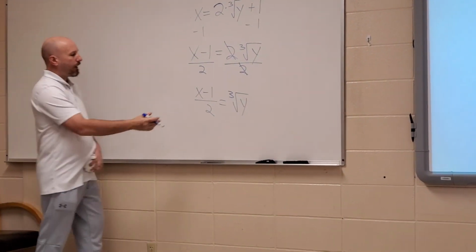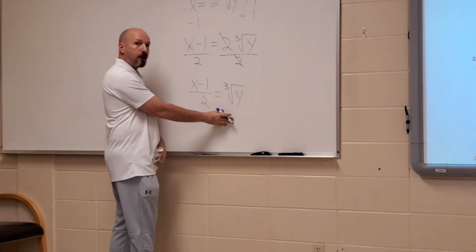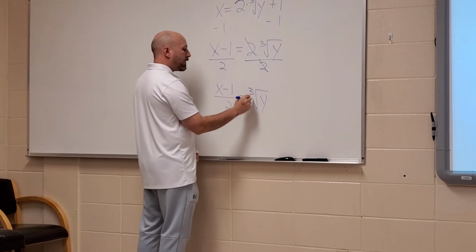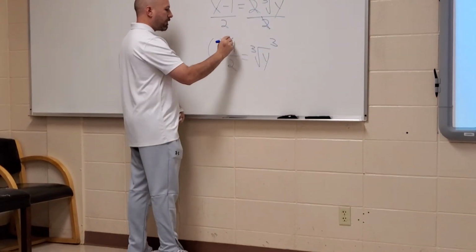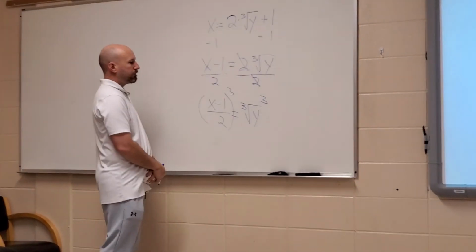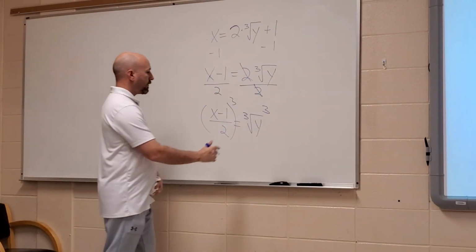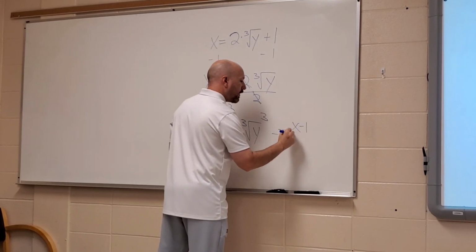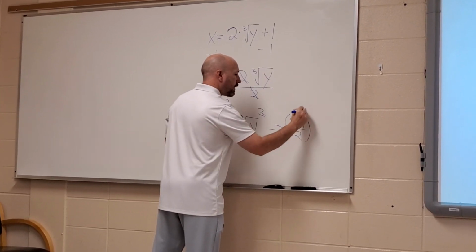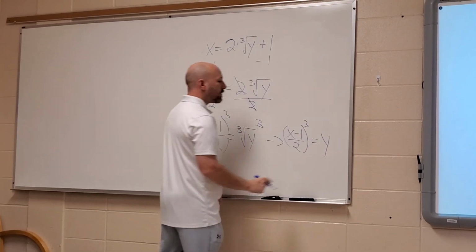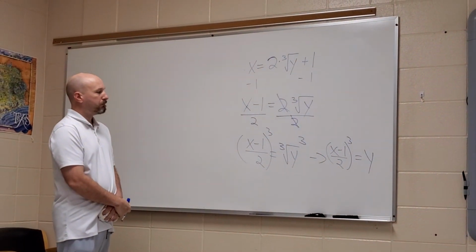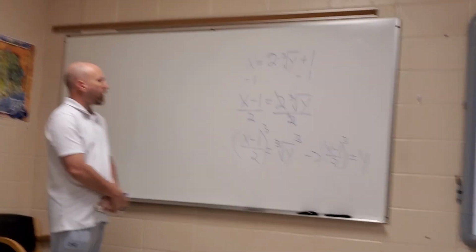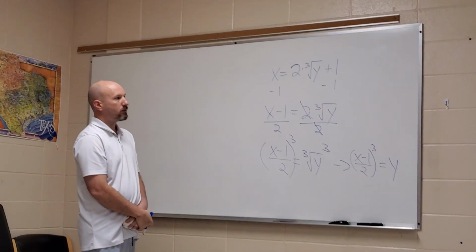And now we have the cube root of y all by itself, and so we need to get rid of the cube root to get y all by itself. And in order to get rid of cube root, we cube everything. So then this becomes x minus 1 over 2, cubed, equals y. And you're done. Okay? So you're going to solve all the rest of these the same way. This was the hardest one in this section.